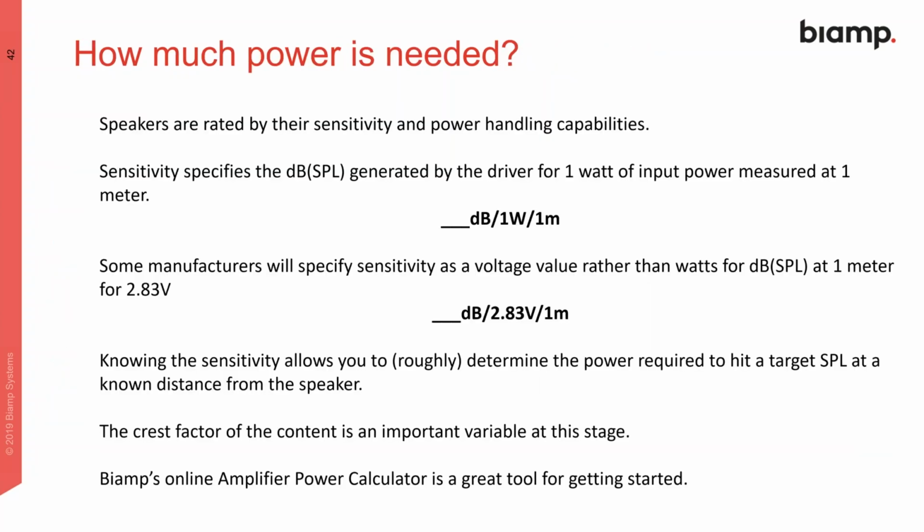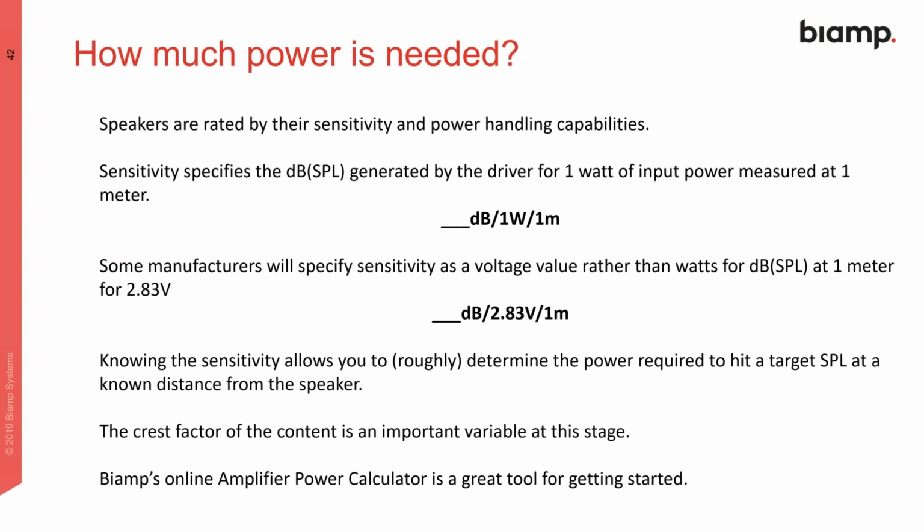So how much power is needed? As we mentioned, we can look at the specifications, the sensitivity, and the power handling of the speaker. There's two ways that can be phrased. Certain manufacturers will give it as 1 watt at 1 meter. So for 1 watt of input power at 1 meter, we'll expect 98 dB or whatever it may be. Others will give it as a voltage. So they'll say for 2.83 volts input, which equates to 1 watt for an 8 ohm speaker, we'd expect to get 98 dB.